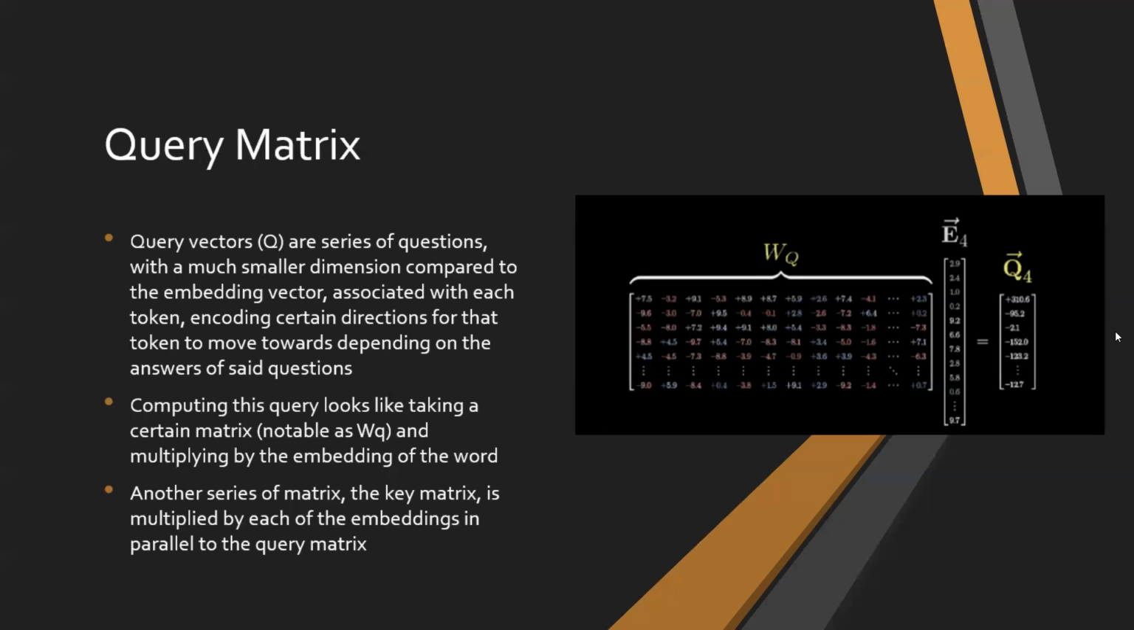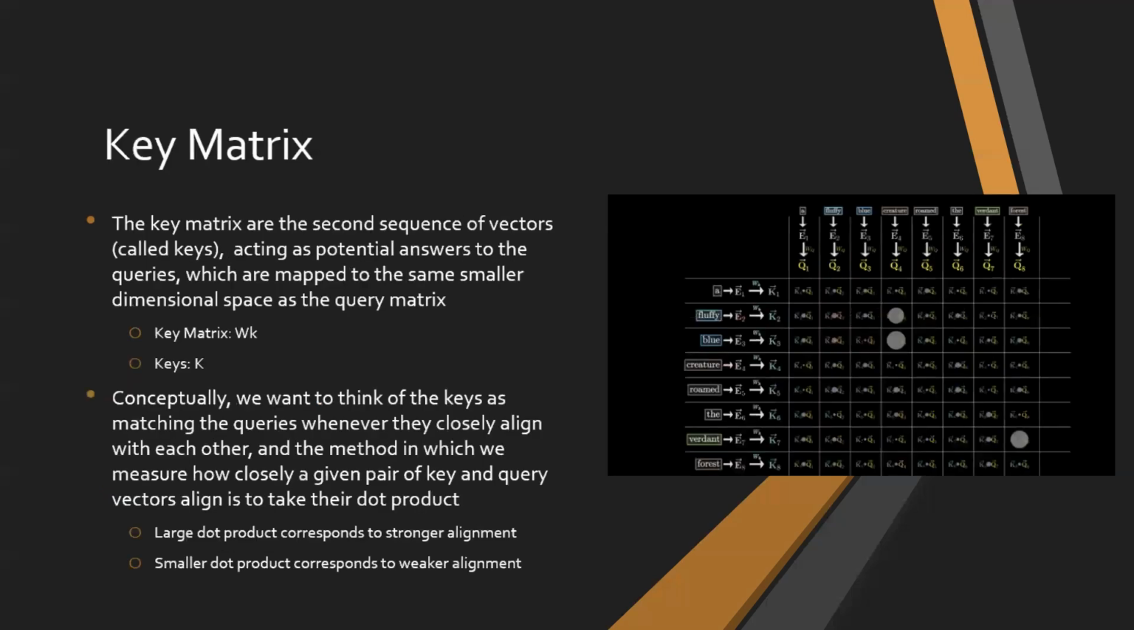Another matrix, the key matrix, is multiplied by each of the embeddings in parallel to the query matrix, which we'll discuss next. The keys are the second sequence of vectors, acting as potential answers to the queries, which are mapped to the same smaller dimensional space as the query matrix. The key matrix is known as W_K. Meanwhile, keys are referred to as the letter K.